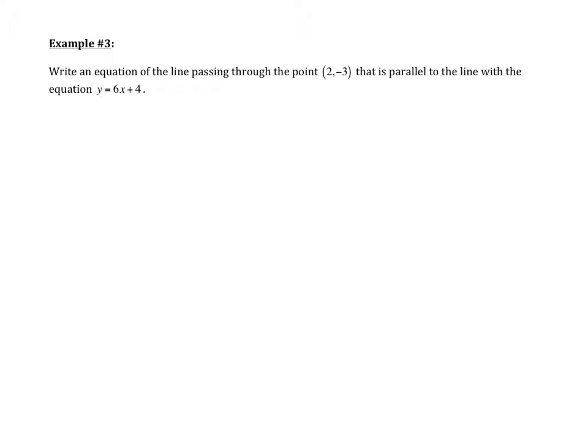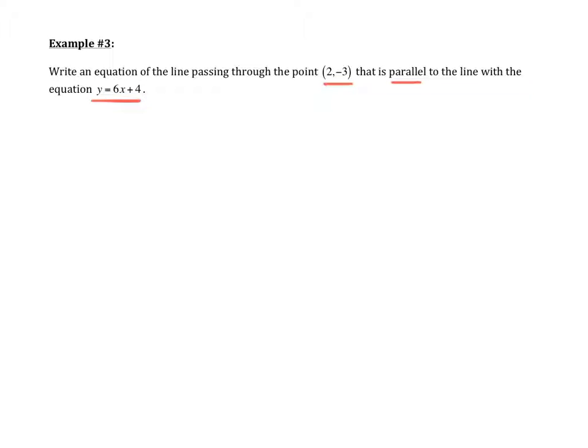Example number 3 draws on some information that we learned in the last section. It says, write an equation of the line passing through the point 2, -3 that is parallel to the line with the equation y equals 6x plus 4. So I'm going to look at some keywords here. I first see that I'm given a point, 2, -3. I'm told that the equation I'm supposed to write is parallel to this equation that I was given.